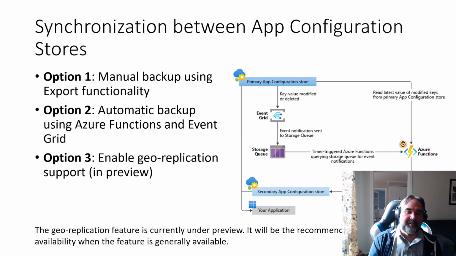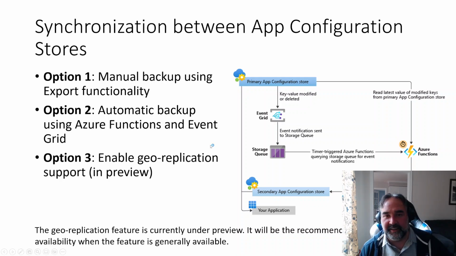And then there's option 3. Option 3 is currently in preview. This is turning on geo-replication support. When this comes out of preview, this will be the recommended solution going forward, because it gets rid of the whole messiness that you see right now in terms of setting up a secondary store, managing it, setting up a function app, stores, and Event Grid. It all works great, but it's just extra infrastructure or services in Azure that you have to manage, maintain, and monitor.